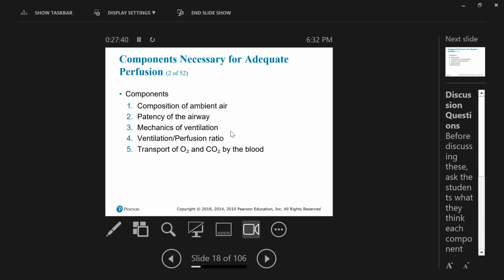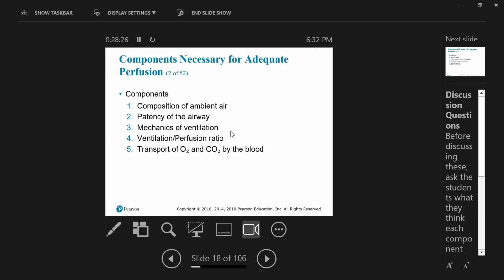Okay, components. You have the composition of ambient air, which is the regular air that we have outside. Patency of the airway, so you have to have an open airway with no obstruction. Mechanisms of ventilation, meaning you're able to breathe, your lungs are expanding and contracting because your nervous system is causing your diaphragm and intercostal muscles to work. Then the ventilation and perfusion ratio: oxygen has to go from an area of high concentration to low concentration, and carbon dioxide goes the opposite way.